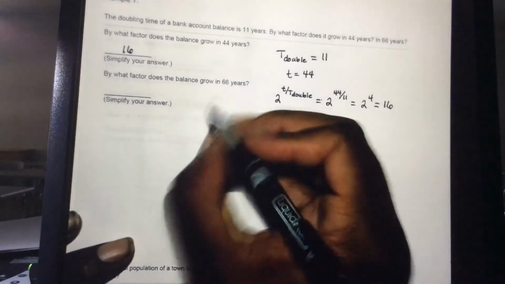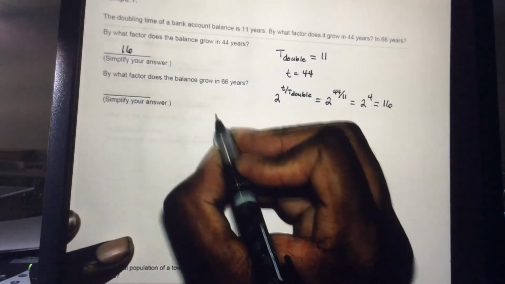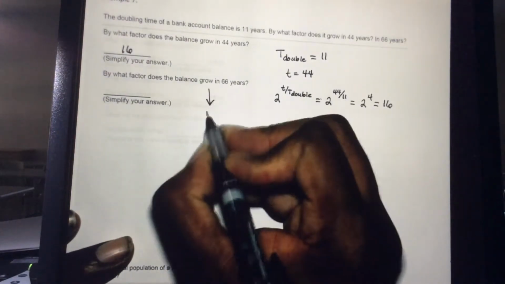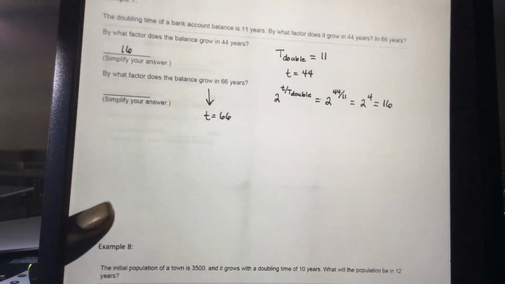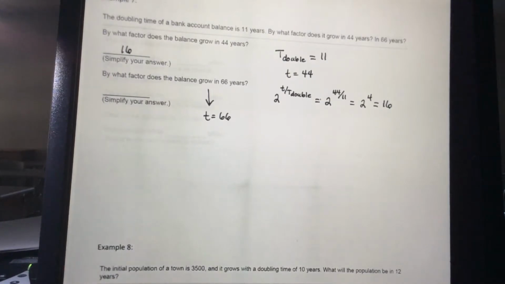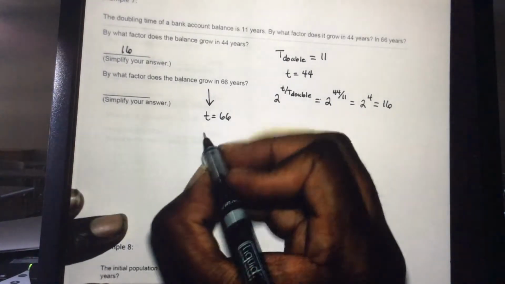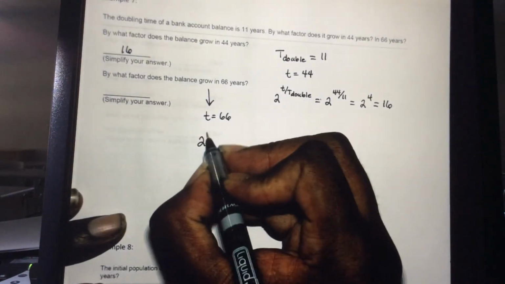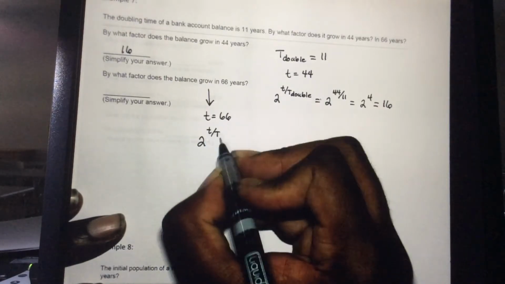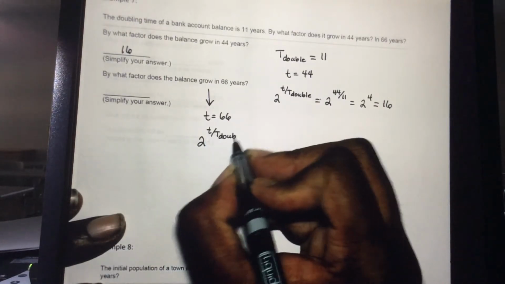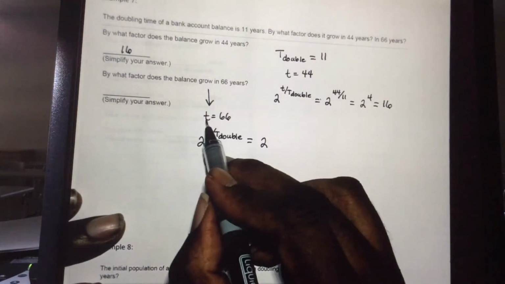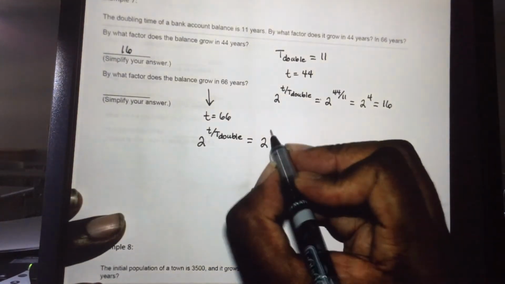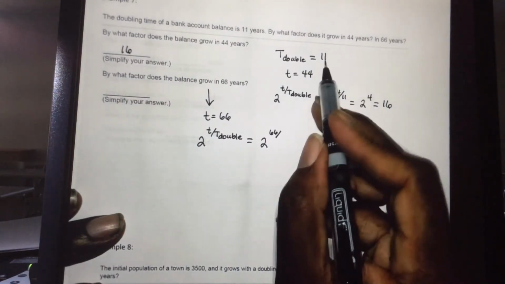Now this time, your t is going to be 66. And t sub double will still be 11. So here we're going to be using that factor of 2 raised to the t divided by t sub double. So it'll be 2, and then your t, lowercase t is 66, divided by t sub double, that's 11.